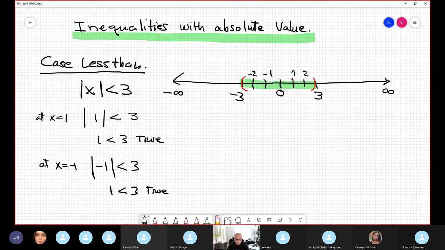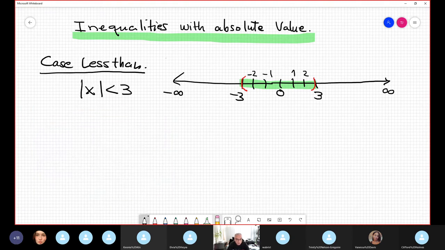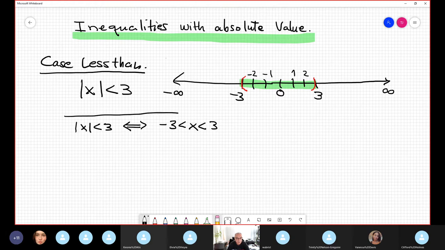Well, the rule is clear. Look at that. The rule is a little bit different from the equation. This statement, the absolute value of x less than 3, for example, is equivalent, and I proved it geometrically here, to saying that x is in between negative 3 and positive 3. This is the rule.